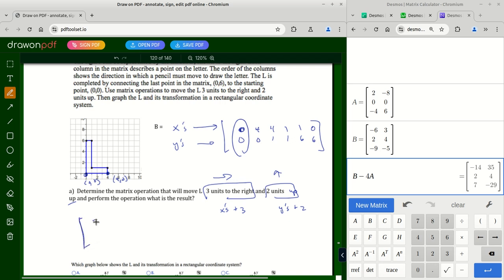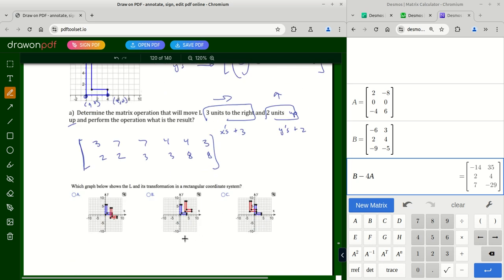So on the top, I'm going to add 3's. Here we go: 3, 7, 7, 4, 4, 3. And then on the bottom, I'm adding 2's: 2, 2, 3, 3, 8, 8. There it is. And then it says which graph went to the right and then up, obviously.